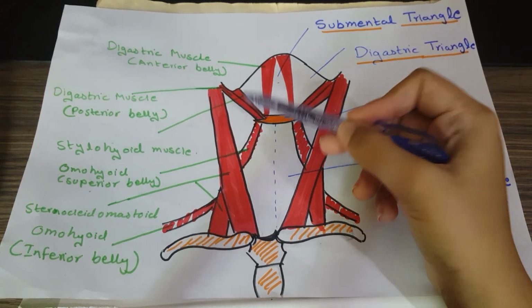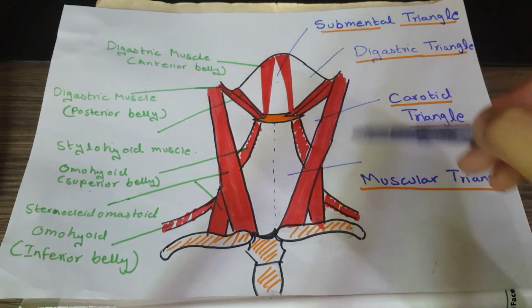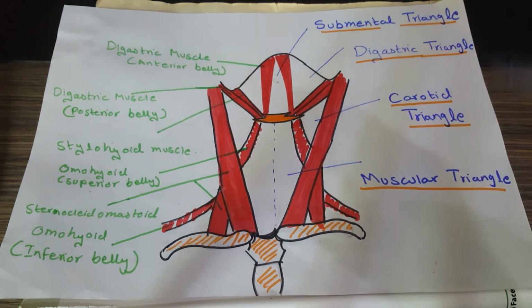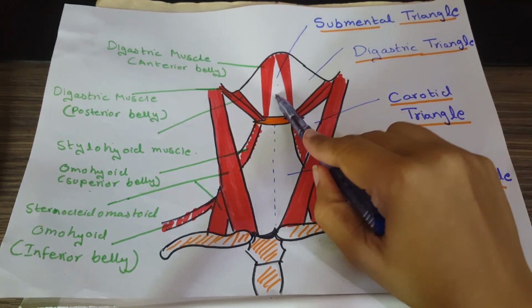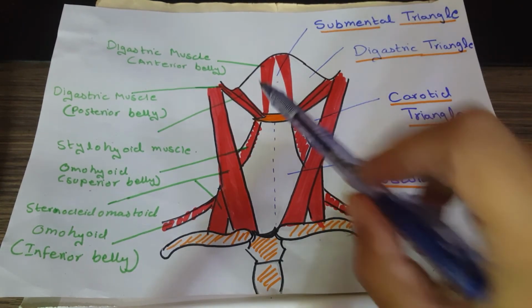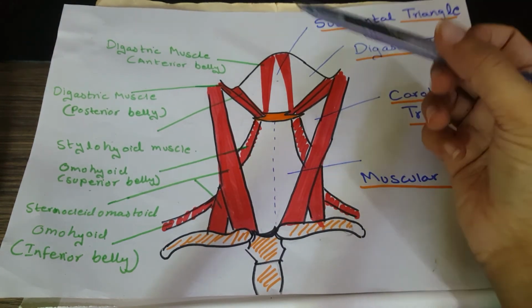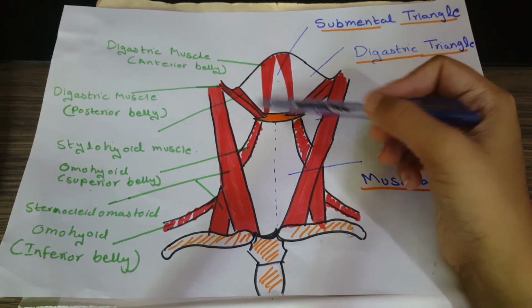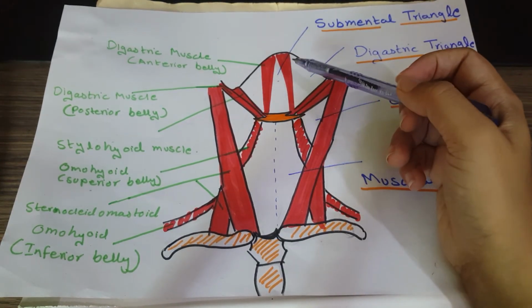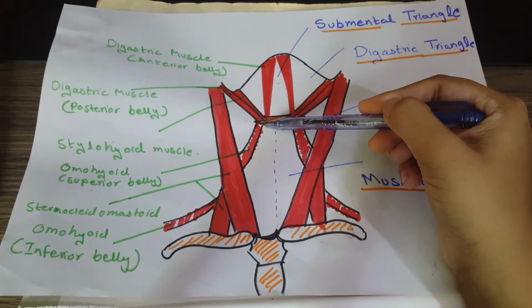The digastric muscle and superior belly of the omohyoid muscle divide the anterior triangle further into the submental triangle, digastric triangle, carotid triangle and muscular triangle. So one by one we are going to discuss these muscles. First of all, the digastric muscle. The digastric muscle has two bellies, anterior belly and posterior belly.